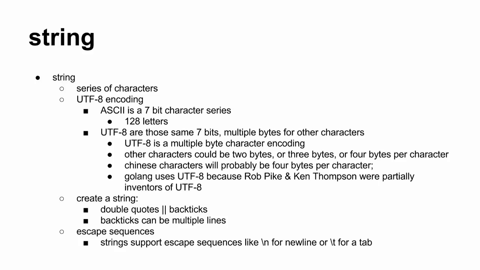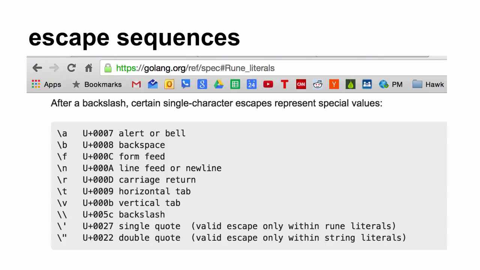To create a string, you could use double quotes or backticks. We know that. Backticks can span multiple lines. And we can use escape sequences like \n or \t. N for new line, T for tab, similar to other languages. And here are the other escape sequences from the language spec, but \n and \t are very common ones.